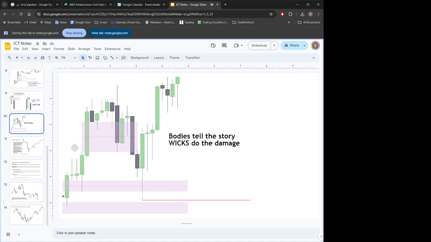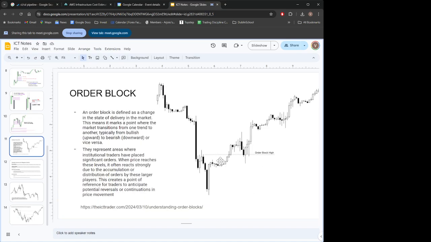Apart from this, there's one, well, actually three concepts, but they're related. These are called order blocks. What are order blocks? Look at it this way: you have a bullish leg or a bearish leg. In this case, this is a bearish leg, right?